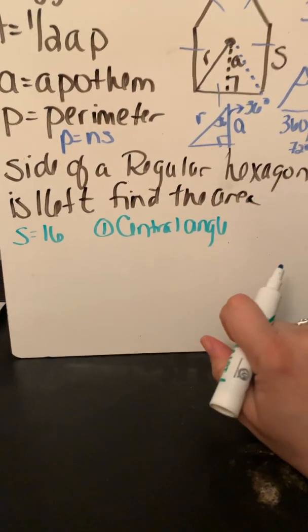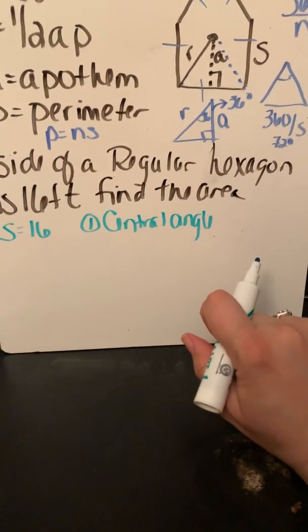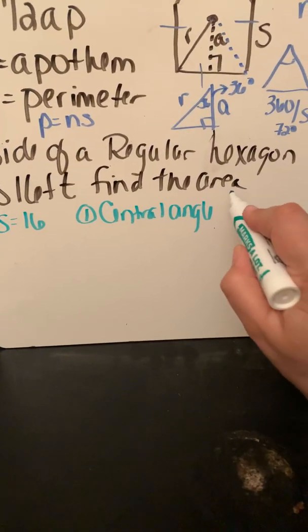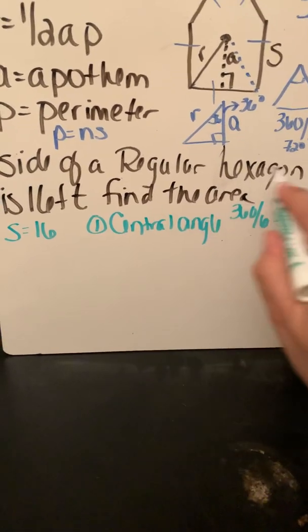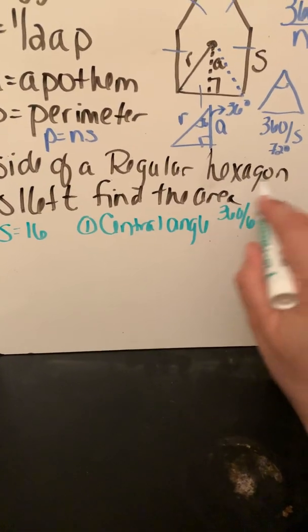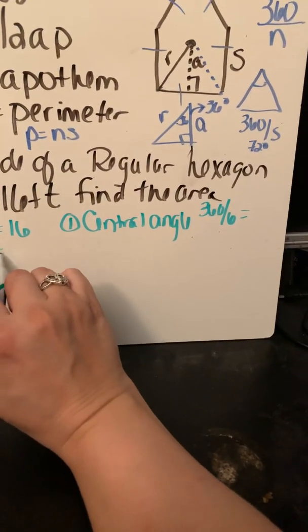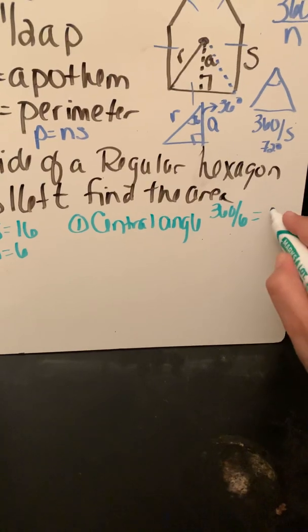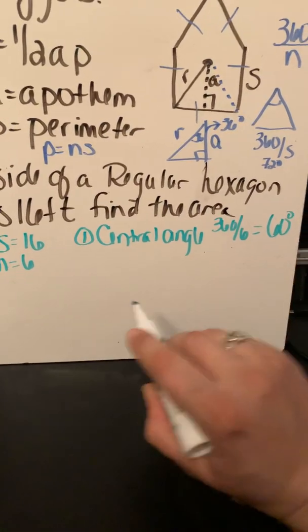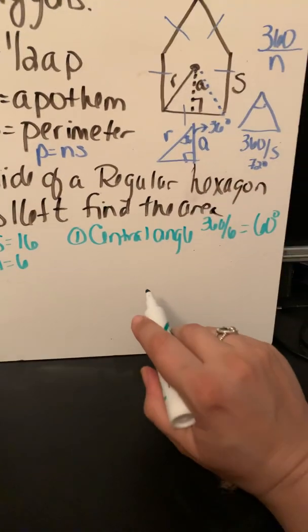It's going to be your first step. Give me that central angle. So this one here, we're going to take 360 divided by 6, because there are 6 sides in a hexagon. So over here, I'm going to put n equals 6, because we already know that now. 360 divided by 6. So we got 60 degrees. Okay, there's my main central angle of that big triangle.